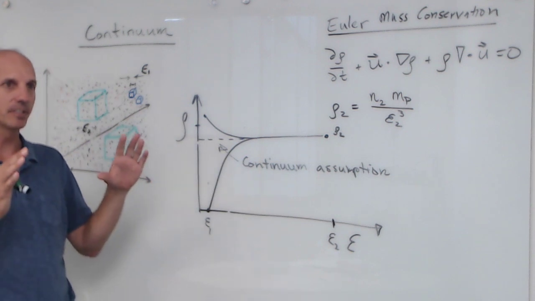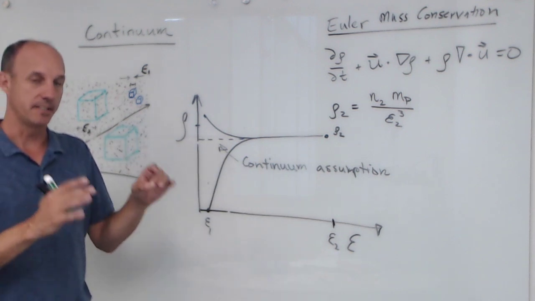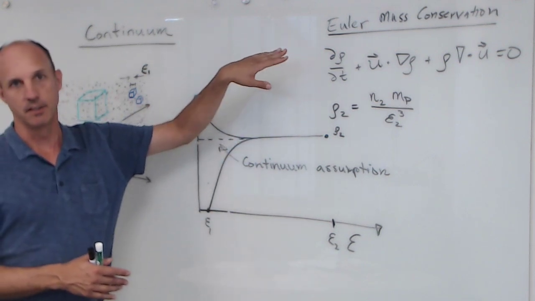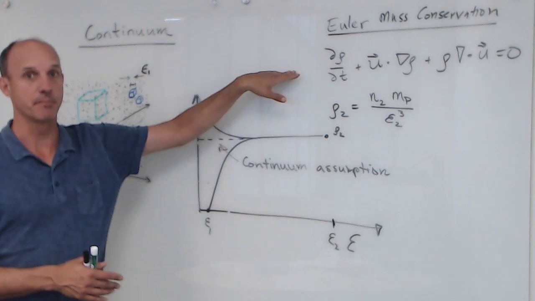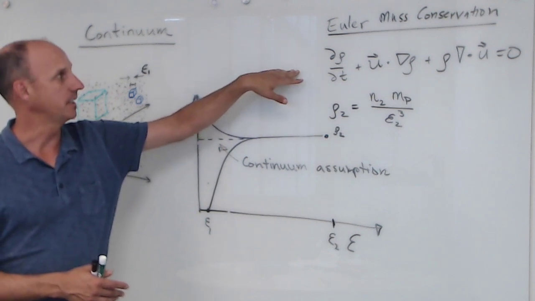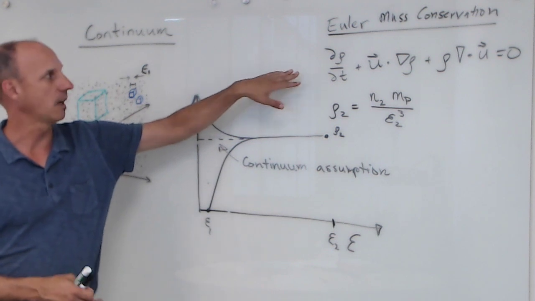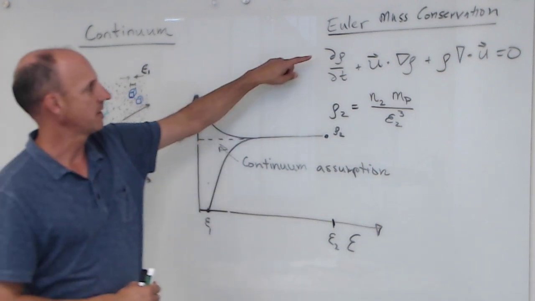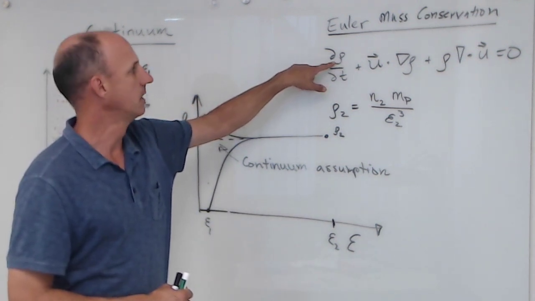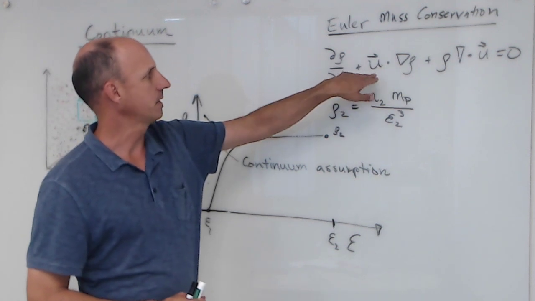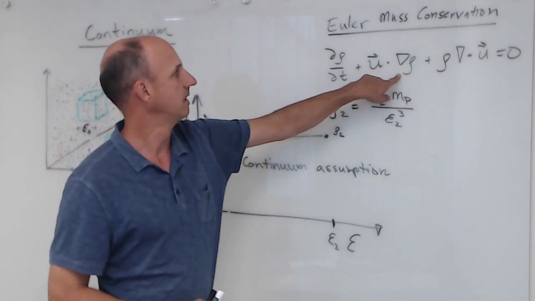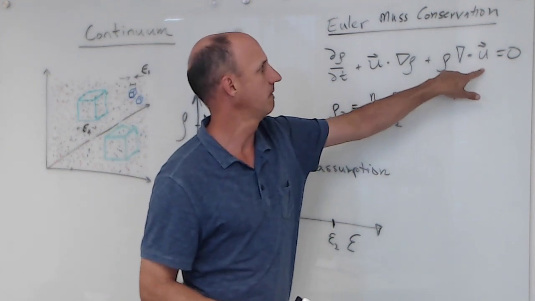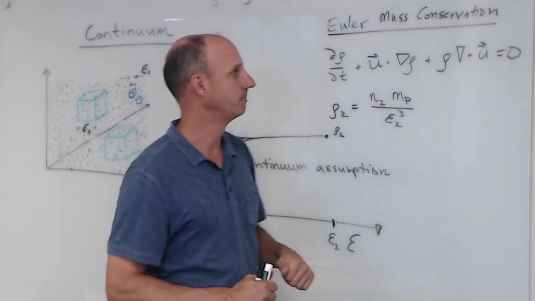Okay, so this idea of a continuum is needed in order for us to study the movement of fluids and the mechanics of fluids mathematically. So what I've written here is a differential equation describing mass conservation of a gas. It's called the Euler equation. And what it says is that the change with respect to time of the density of the fluid plus the dot product of the fluid velocity times the gradient in the density plus the density times the divergence of the velocity is equal to 0.